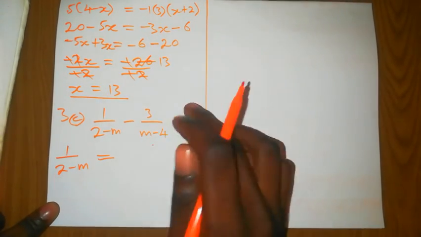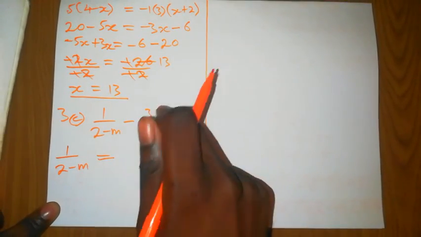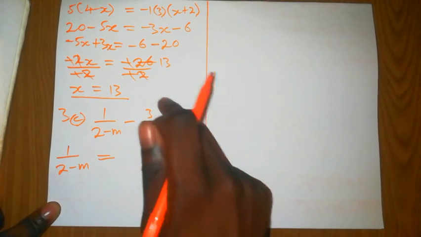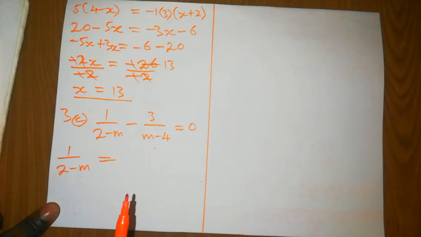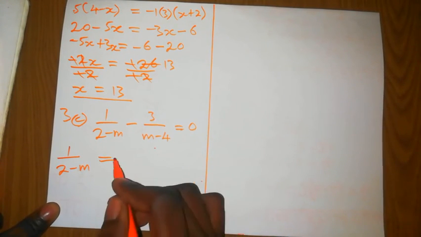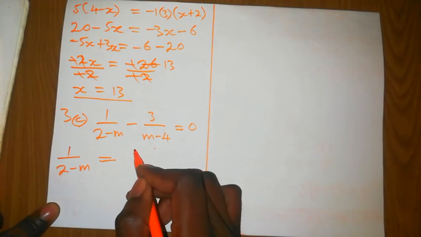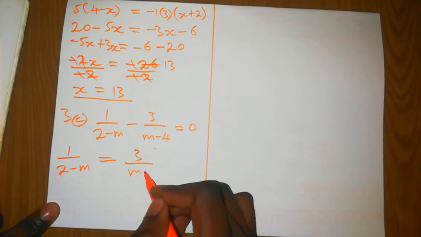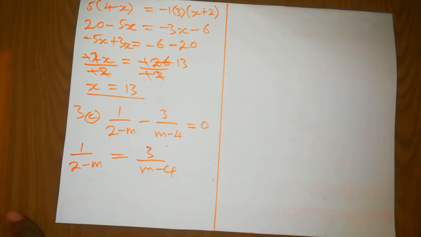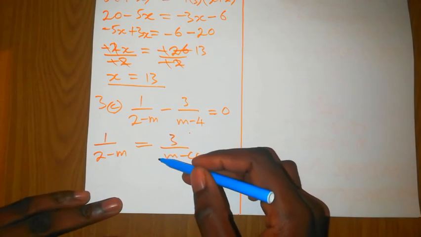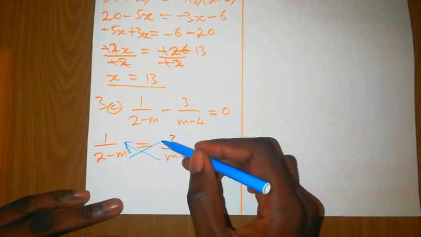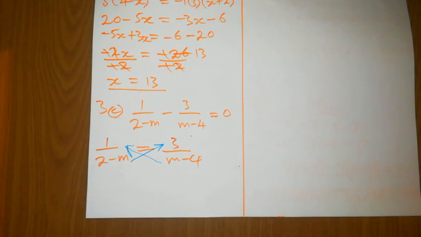So for now, we consider this as a single entity. So we took it to that other side so that we will just cross multiply. So it's now positive 3 over m minus 4. You just apply that concept. Whenever you come across an equation that appears to be like this, the concept remains the same. Don't get lost there. Never get lost there. As long as it's an equation.